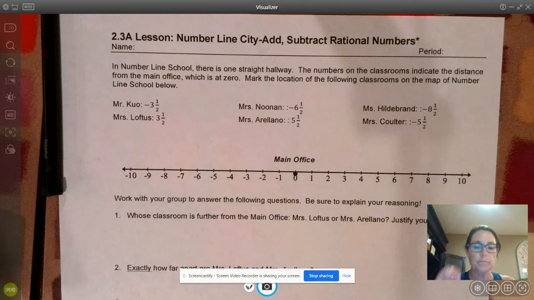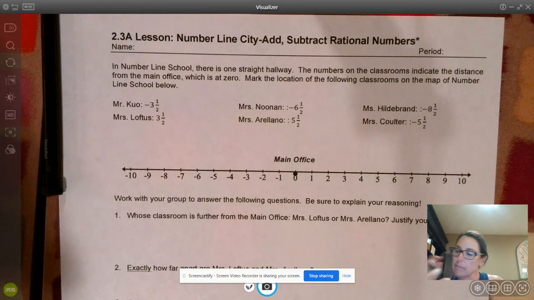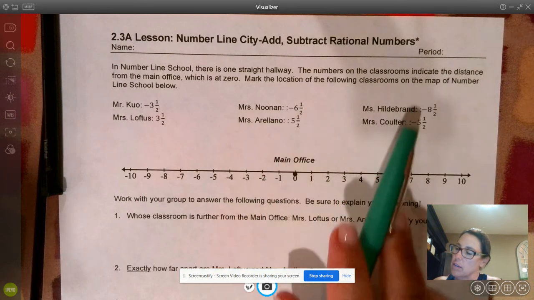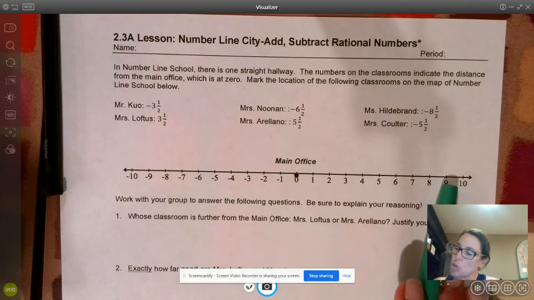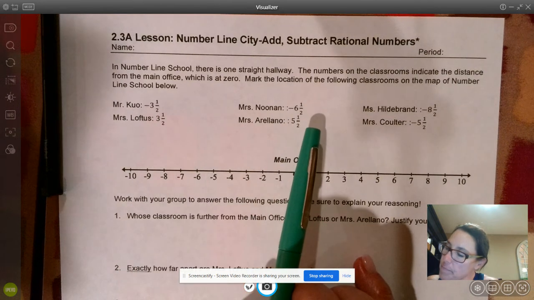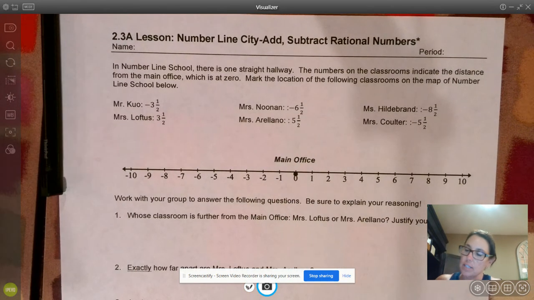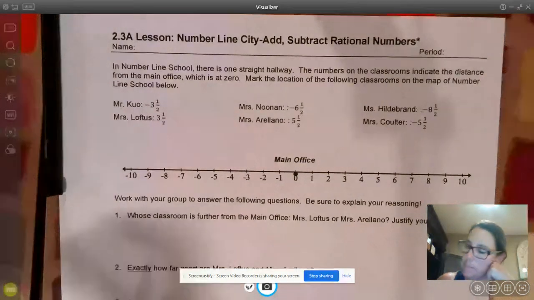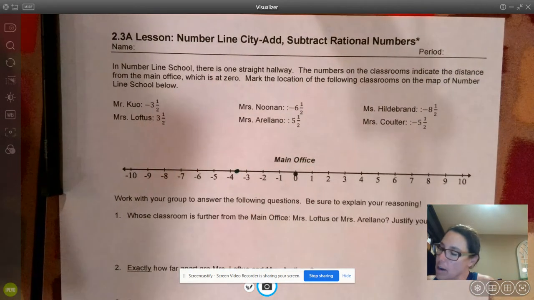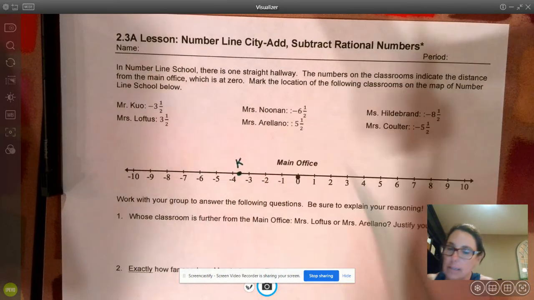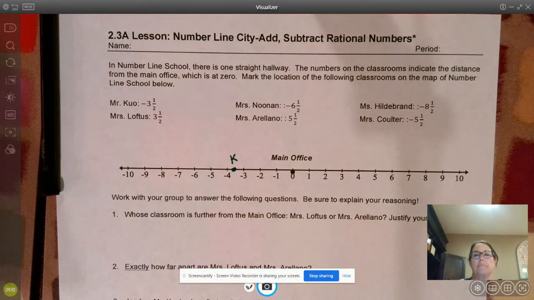All right, so we are first charged with getting these 6 teachers' classrooms on this number line. This is one straight hallway, and the numbers on the classrooms indicate the distance from the main office. So let's get Mr. Quo on there. -3.5 is right here. They all have different letters to the last name, so I'll put him as K.